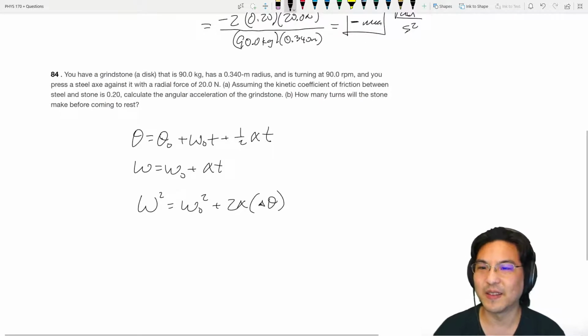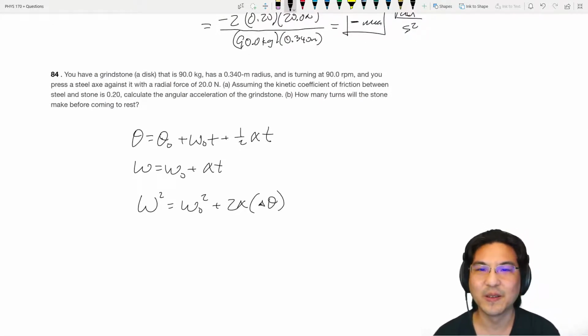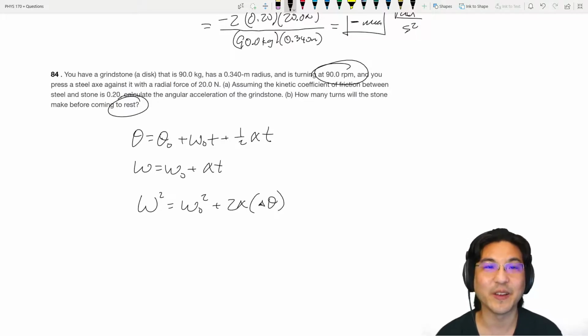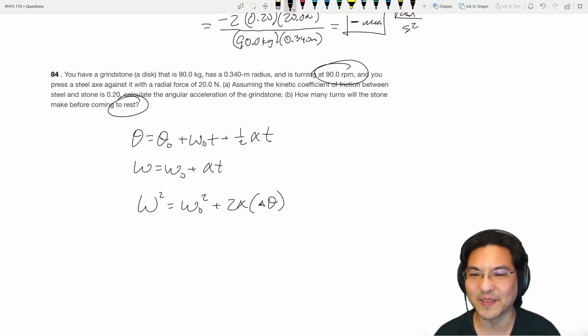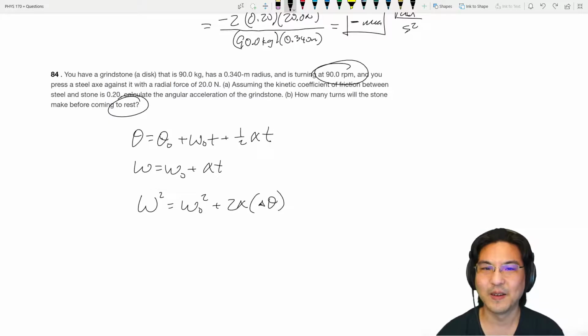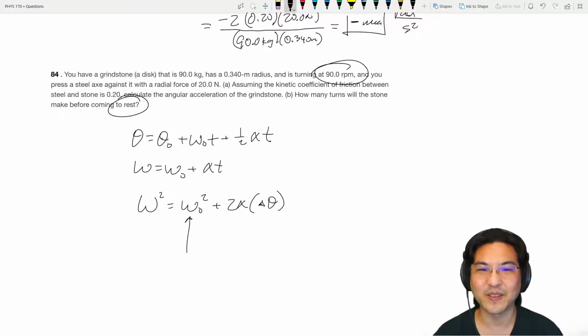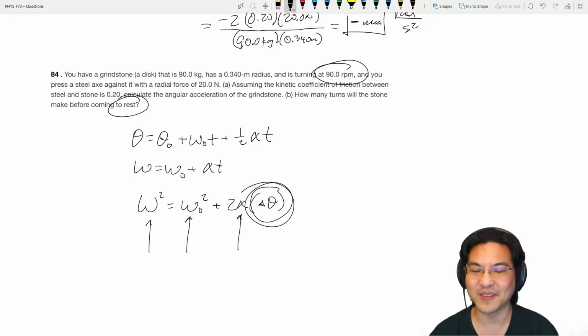Okay, and then let's take a look. We are starting at 90 RPM, and then we want it to come to rest. We already know the angular acceleration, alpha. So I have my eye on this one right here, because the initial angular velocity we know, 90 RPM. The final is 0. Alpha we just solved for it. And how many turns? That's this. So let's solve. Omega squared minus omega naught squared over 2 alpha. But this is 0.